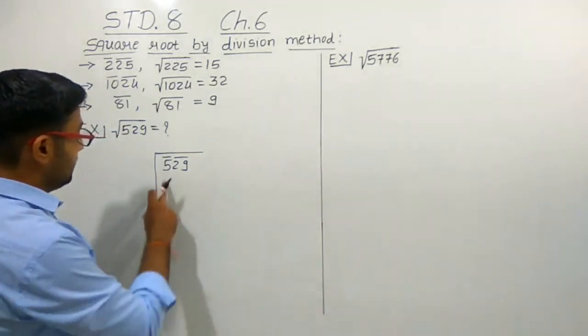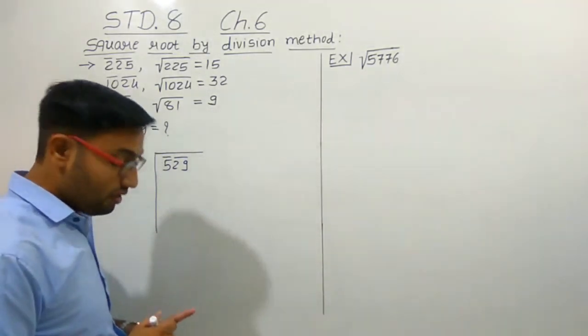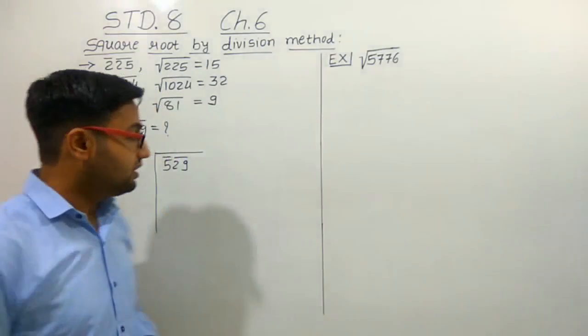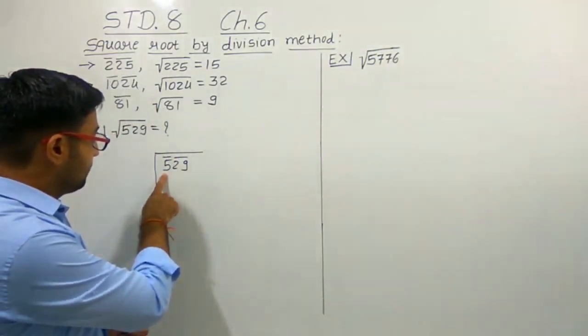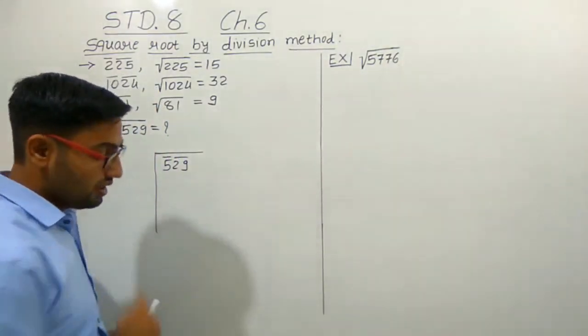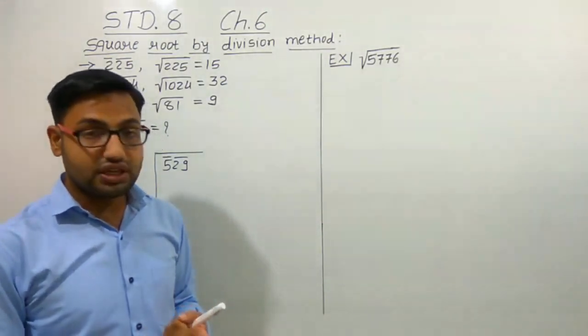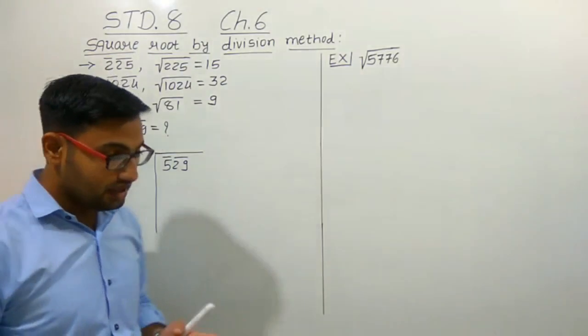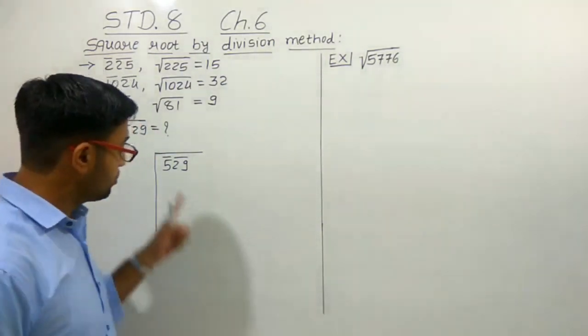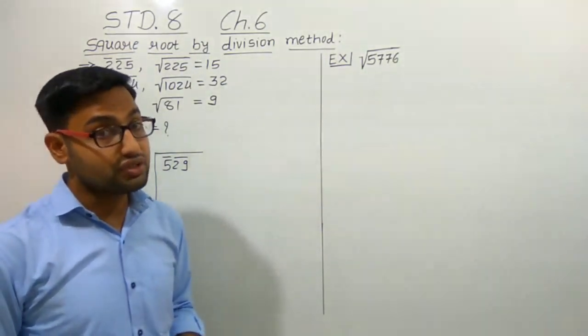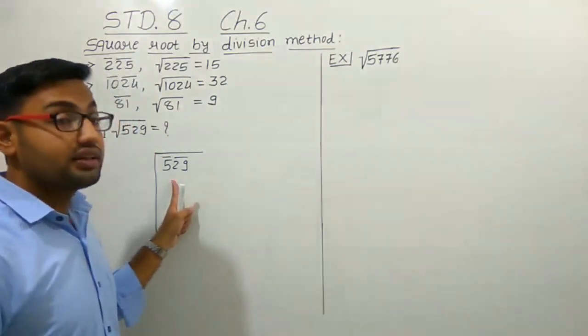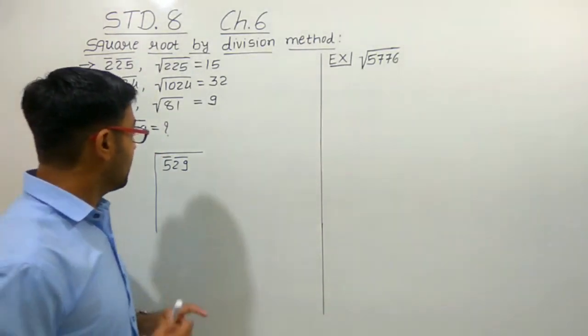So here first of all we have to think about the perfect square number which is less than or equal to this number. Here the number is 5. Let us think about 1. 1 square is 1. It is less than 5. 2 square is 4. It is also less than 5. Now 3 square. 3 square is 9. But it is greater than 5. So we have to take the 2 here.